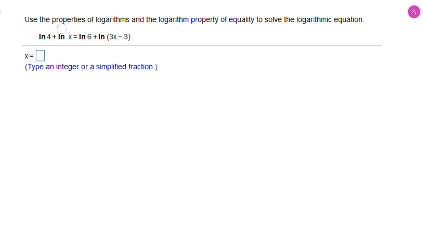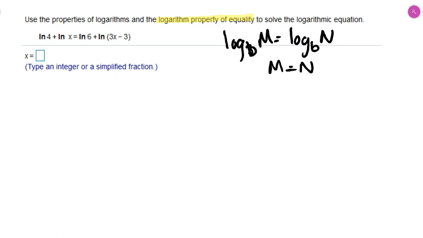This question says, use the properties of logarithms and the logarithmic property of equality to solve the logarithmic equation. So the logarithmic property of equality says if you have log base b of m equals log base b of n, then m equals n. So in order to use this property, I need an equation where we have log base b and log base b, so the same base on both sides.